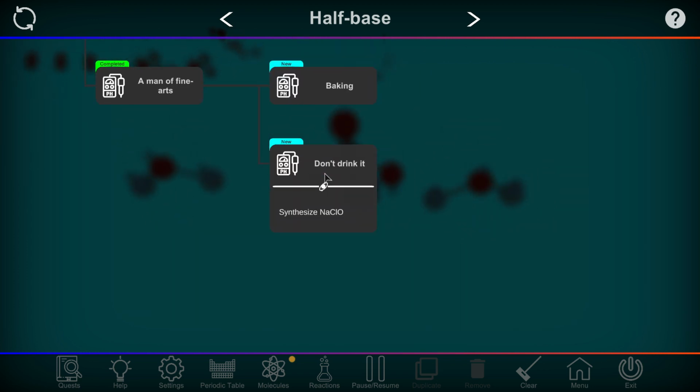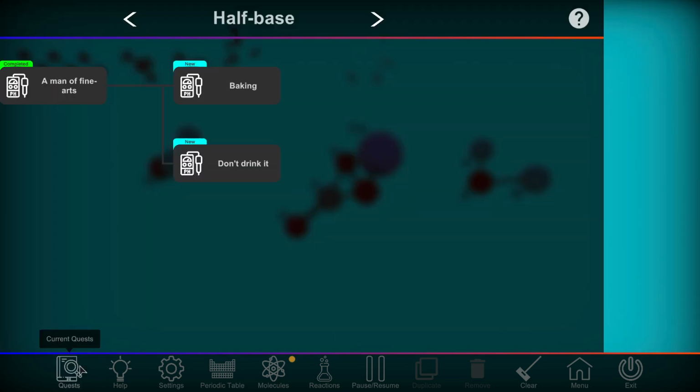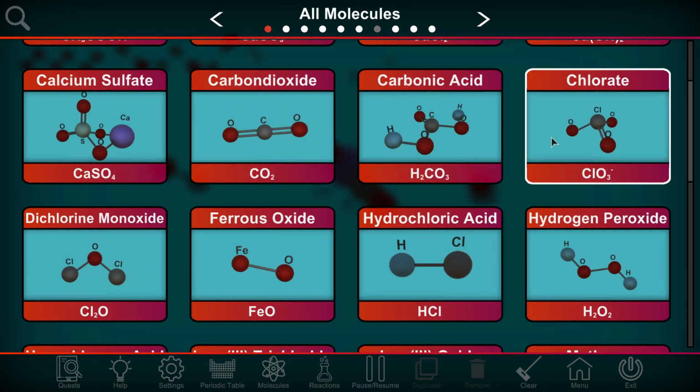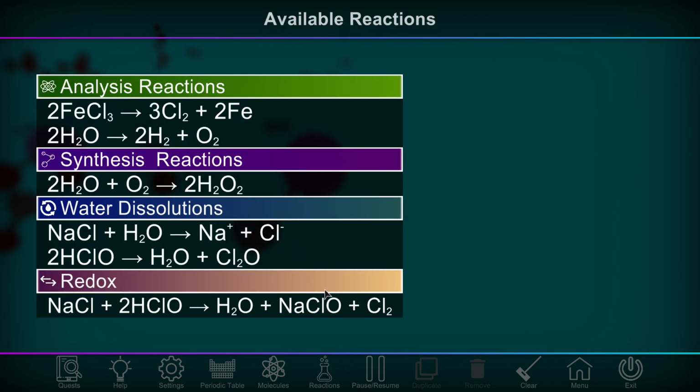Let's see. Here we have, what would you call this? Sodium hypochlorite? Maybe? I think that's bleach. This looks pretty easy. Baking. So we have spawn a sodium hydroxide, and then we will neutralize that with acetic acid, or sorry, the carbonic acid, I think, to make sodium bicarbonate, which is baking soda. So let's see here. Spawn our sodium chloride, and this game is super fun. It's so simple, but I don't know. I just love it.